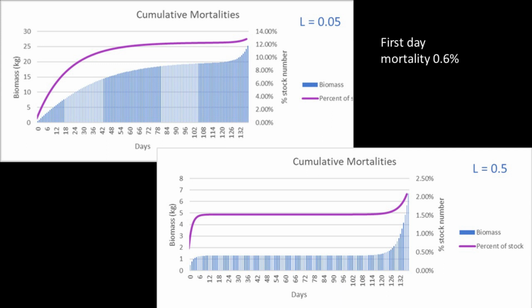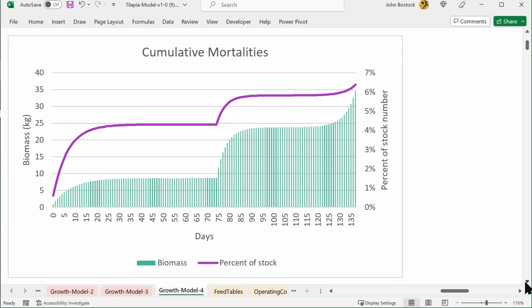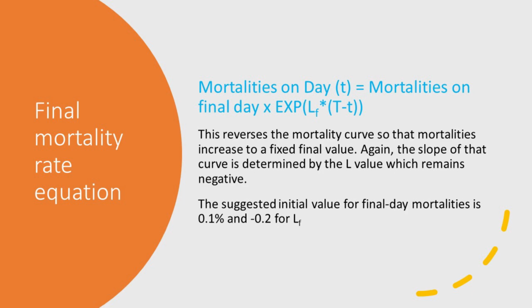The same equation, although with different parameter values, is used to model mortalities after partial harvest of a cage where the remaining fish have been stressed. To model an increase in mortality in the late stage of the production cycle, a slightly modified equation can be used.